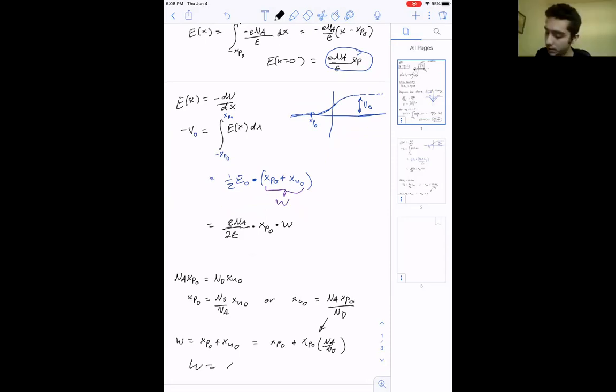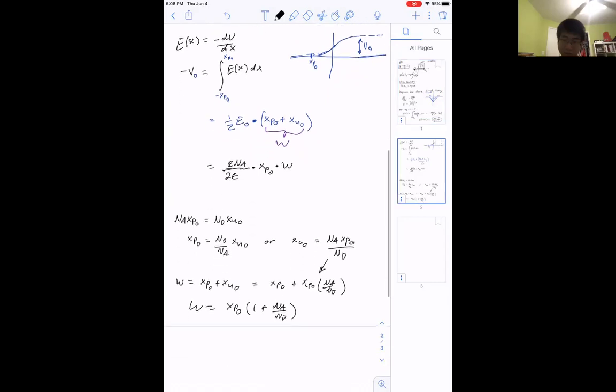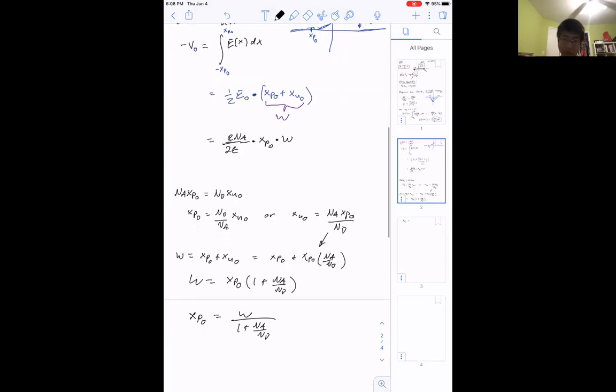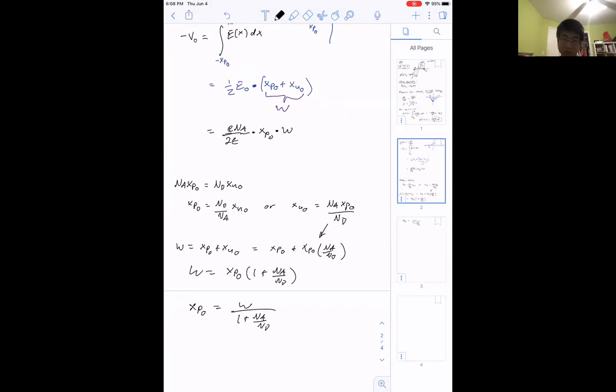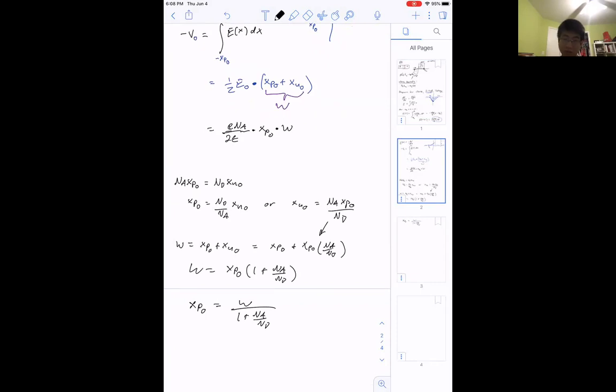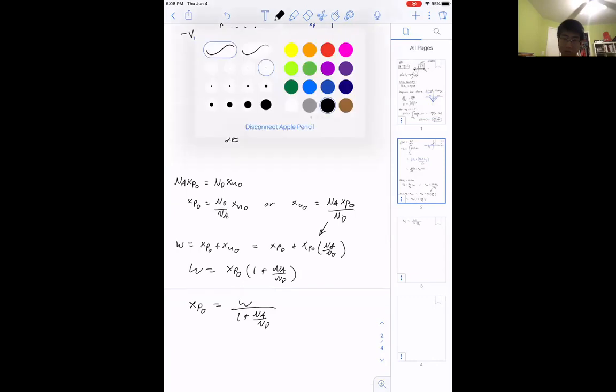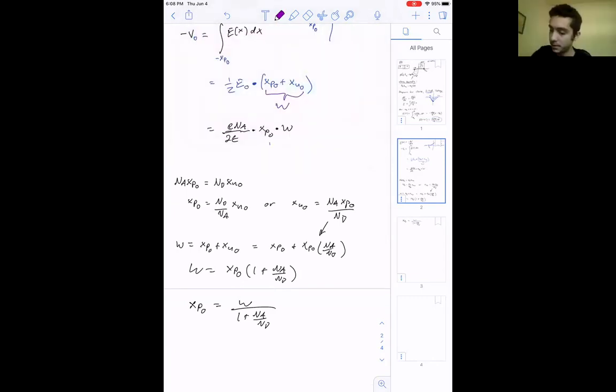This tells you that W is xp naught. Then you can eliminate xp naught. Okay. So then you're going to take this expression and sub into there.